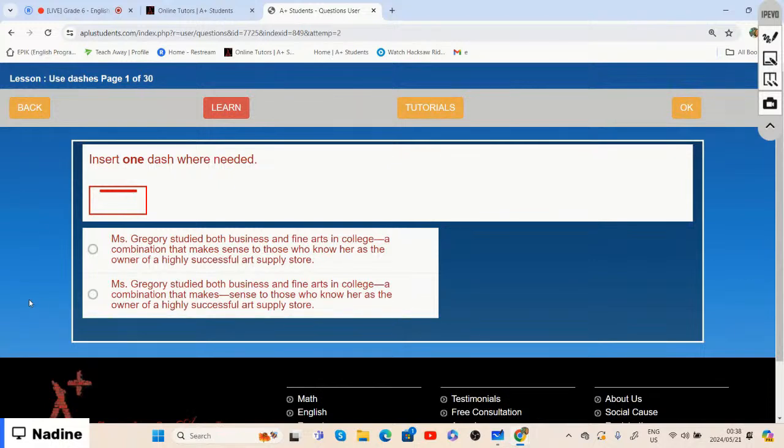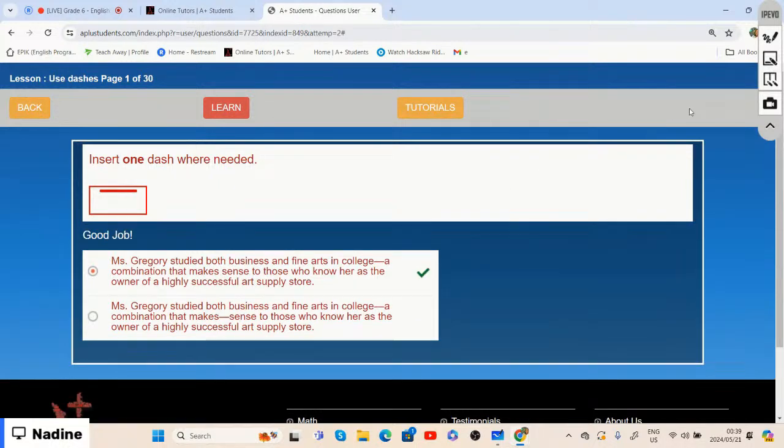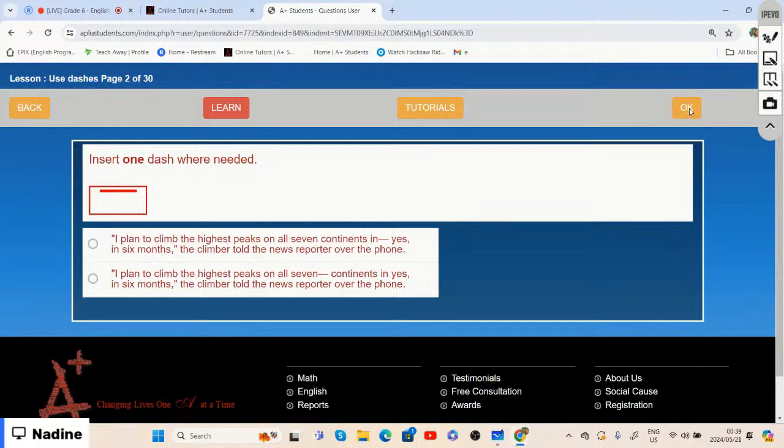Right? So if we were to choose the correct sentence with one dash, then we will choose the first option. Because here they're telling us that she studied business and fine arts in college. But now they're telling us more, right? Her studying business and fine arts, she's basically a business owner, and she owns a highly successful art supply store. So that is where both her business and fine arts come in. So we choose option one.